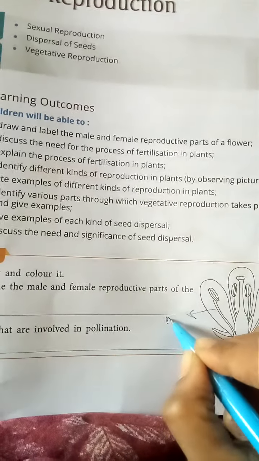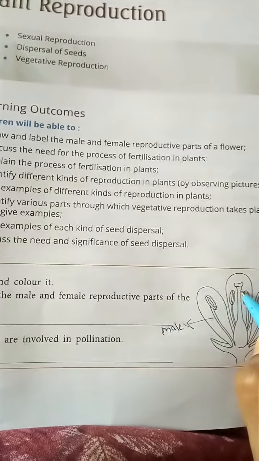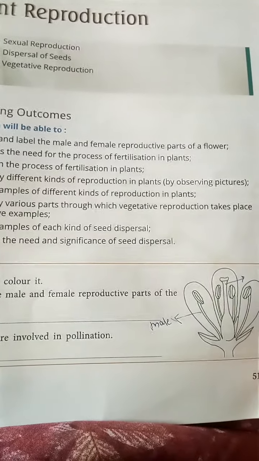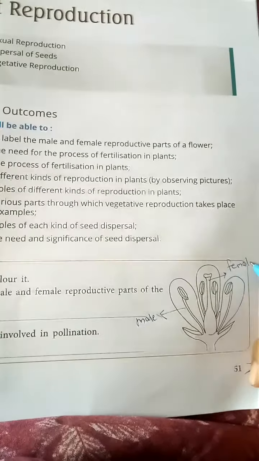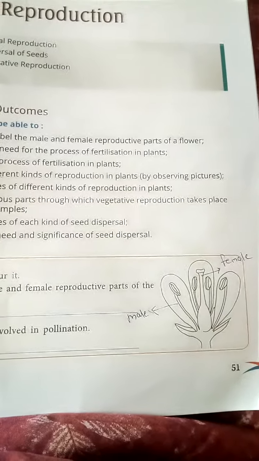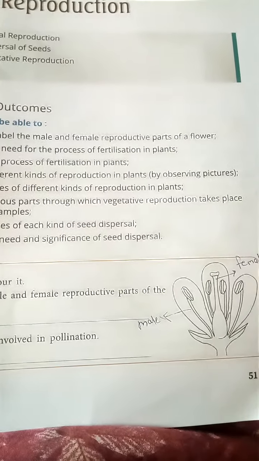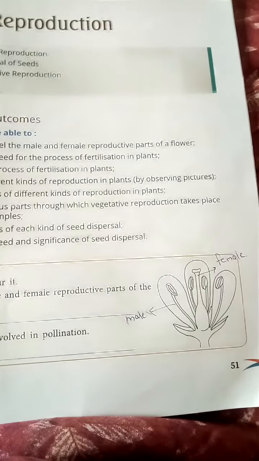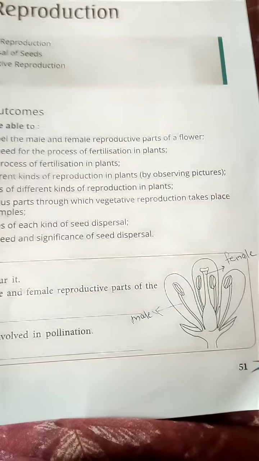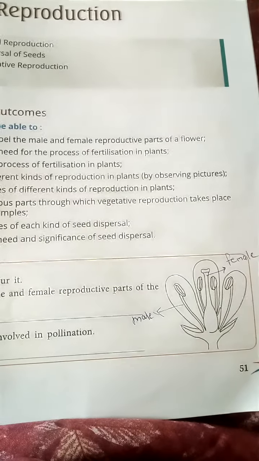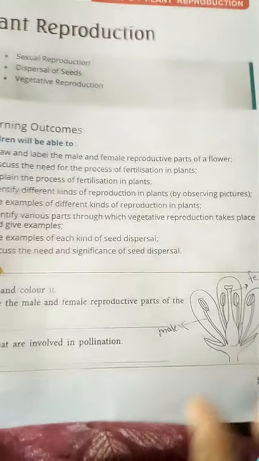Which one is this? This is the male reproductive part. And this is the carpel. It's the female reproductive part. These male and female reproductive parts are important for pollination, and they are also helpful for the reproduction of new plants. So now turn the page.